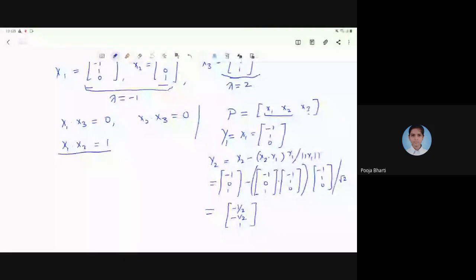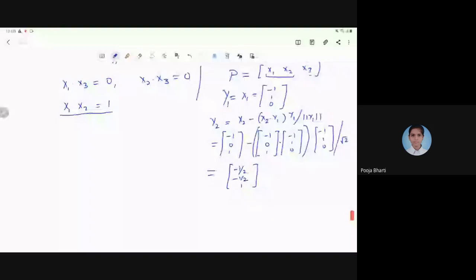All right. So now what is your orthogonal set? Y1, Y2. From X1, X2, you constructed Y1, Y2, which are orthogonal. And X3 was already orthogonal. So this set is certainly orthogonal. From this, you need to write the orthonormal set now. For orthonormal, it's very simple. Divide every vector by its norm. Y2 divided by norm Y2.